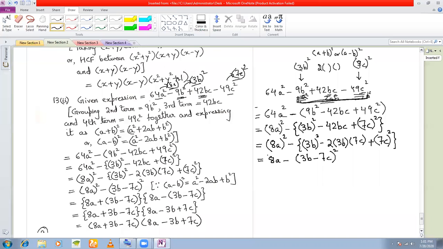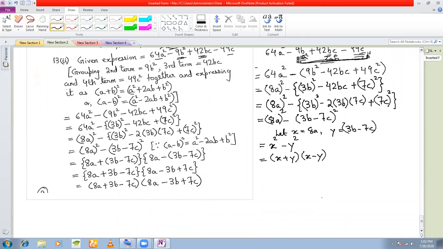Now this is a difference of two squares, right? Let us write, let x is equal to 8a and y is equal to 3b minus 7c. I have done it directly. For your understanding, you can take x and y. So this becomes x square minus y square. So this is what? x plus y into x minus y.